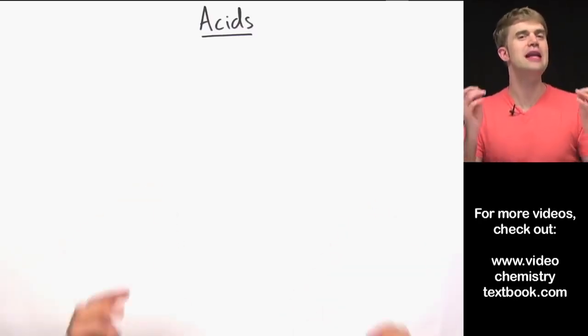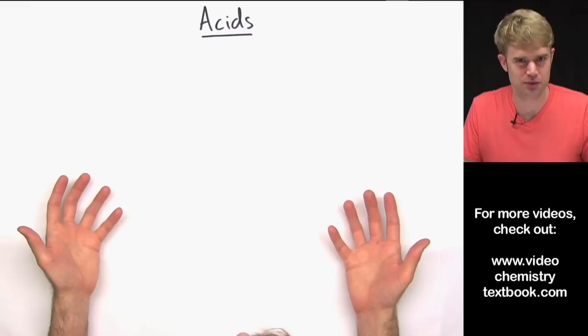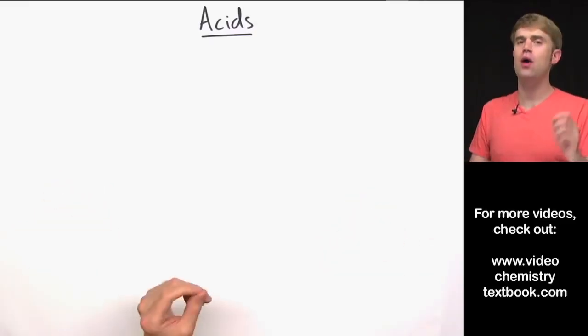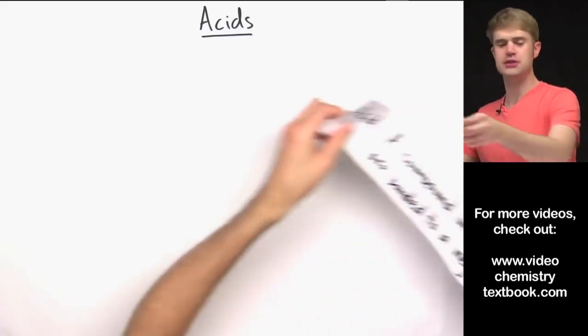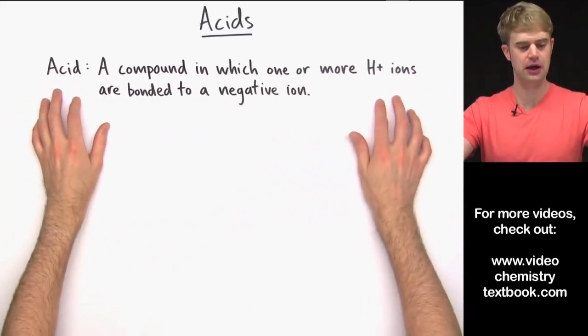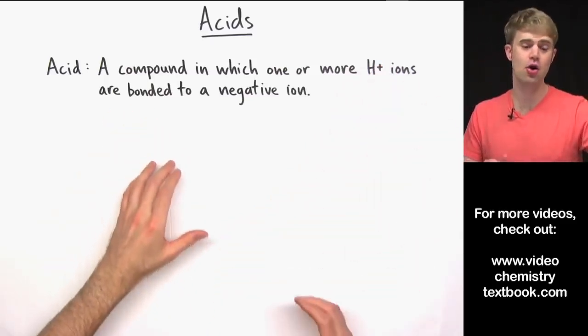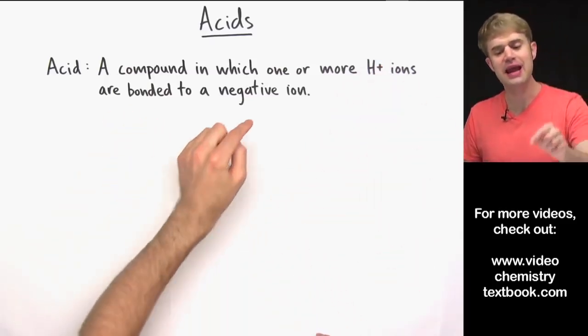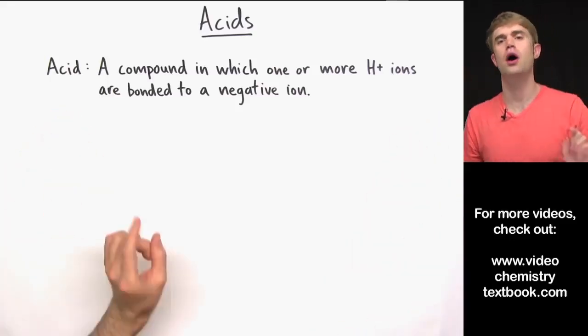So if we're going to be talking about naming acids, let's start out by asking, what's an acid in the first place? Well, there are many ways to define acids, but for what we're going to be doing here, I will say that an acid is a compound in which one or more H+ ions are bonded or connected to a negative ion. Now, this isn't a perfect definition, but it's going to work really well for what we're doing here.